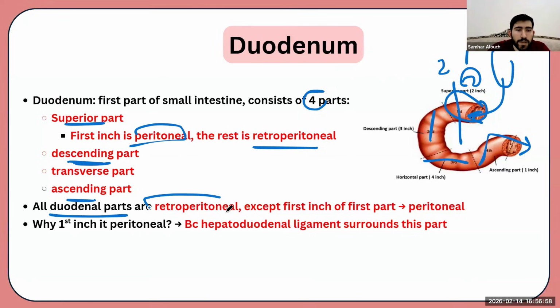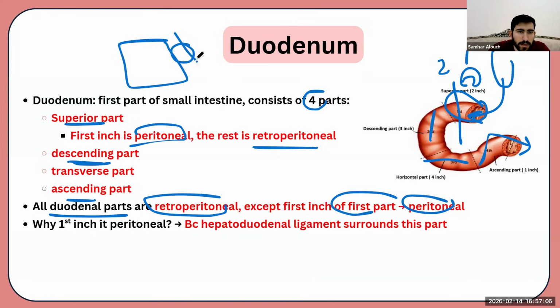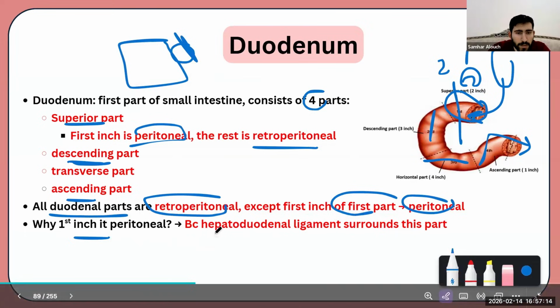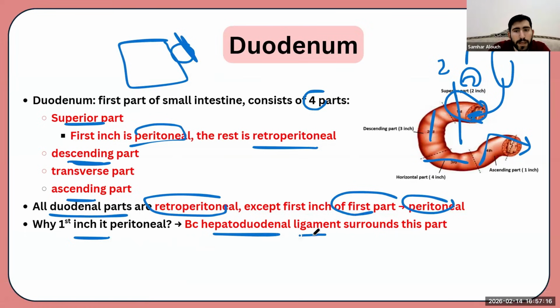All duodenum parts are retroperitoneal. So if you have a peritoneum, they are behind the peritoneum. Except the first inch of the first part is peritoneum. So it's surrounded by peritoneum from both sides. That's only the first inch of the first part. Why is it peritoneal? Because it's surrounded by something called the hepatoduodenal ligament.